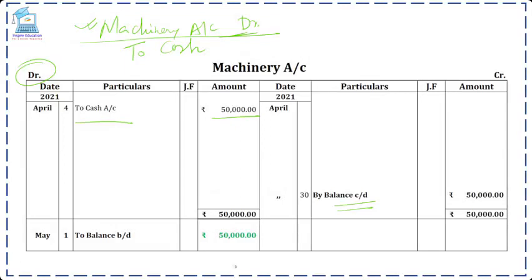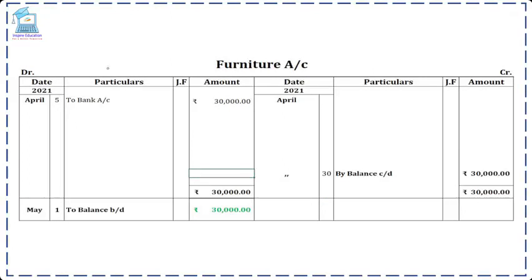Next is the furniture account. Okay, furniture account was like this: furniture account debit to bank. So furniture is debit. So in the debit side of the furniture account, we posted 30,000. So there is no other entry. So ultimately, debit side is more. So this is the debit balance. Clear?